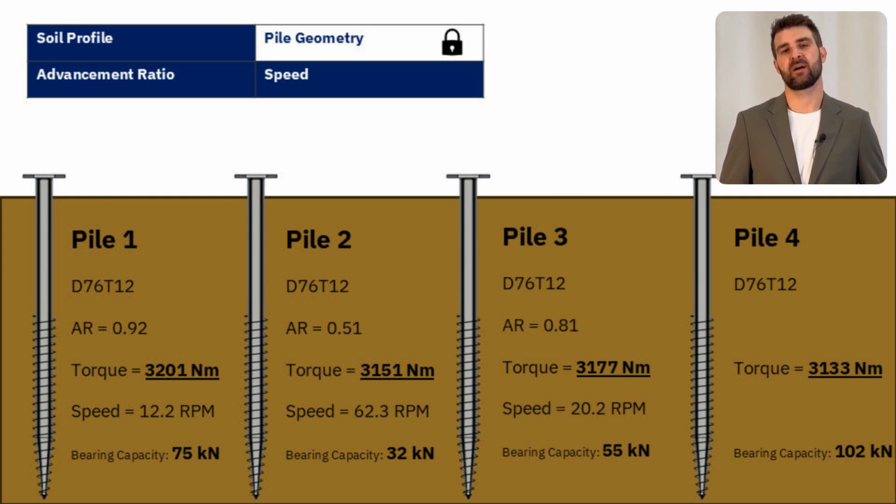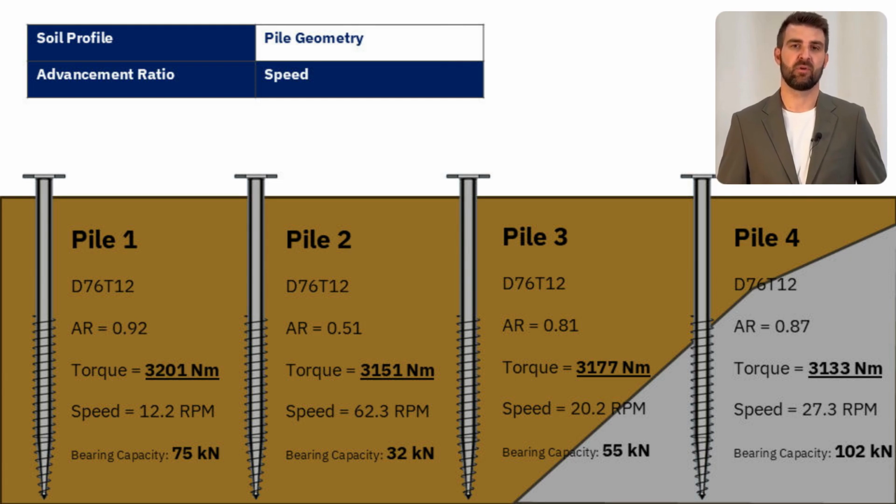If we then look at pile number 3, it had an acceptable advance ratio just within the limits. It was installed at 20 RPMs, so compared to pile 1, the torque reduction from an advance ratio of 0.81 in this pile to 0.92 in pile 1 is hidden by the faster installation.